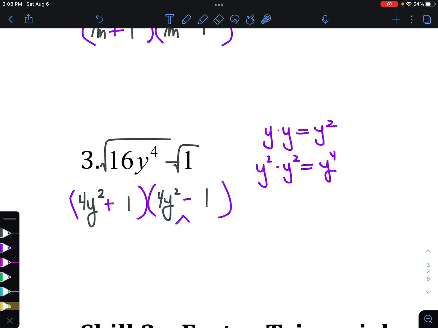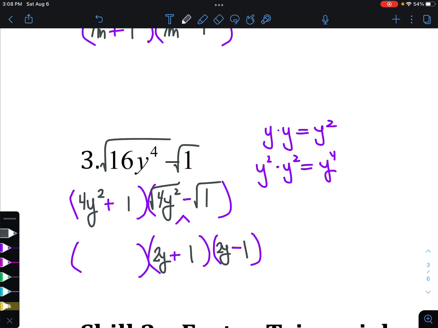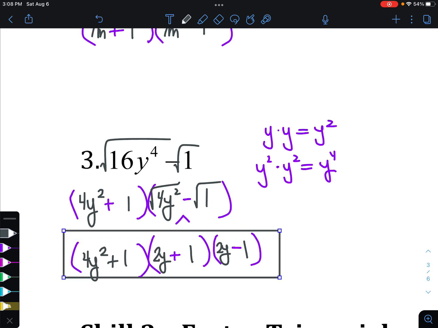If you look at this factor, this is a difference of two perfect squares as well. So we can also factor this one into one sum, one difference. The square root of 4y squared is 2y. The square root of 1 is 1. So this factor itself can be factored down. And then the first factor just falls down and follows along, so y squared plus 1. All three of these would be the factors of that polynomial.